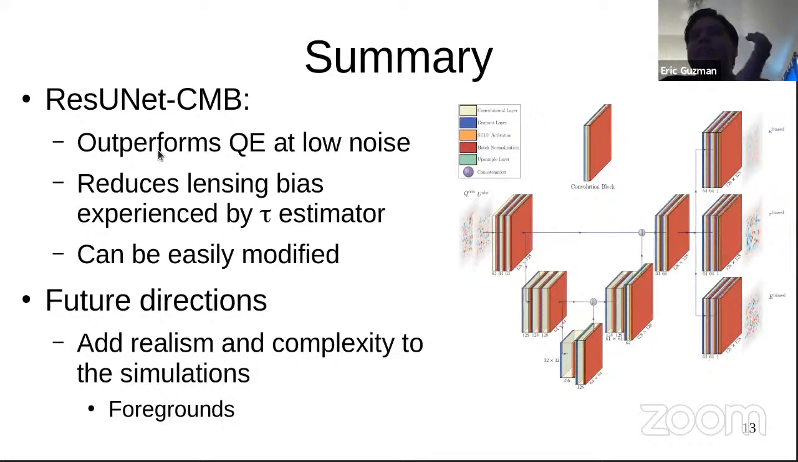And so, in summary, ResUnet CMB outperforms the quadratic estimator at low noise. It reduces lensing bias experienced by the tau estimator. It reconstructs both very optimally, and the network itself can be easily modified. If you just want to reconstruct lensing, you can just remove the 2 other outputs. If you just want to reconstruct tau, you can remove the other output. So it's easily modified. Where do we go from here? We can add realism and complexity to the simulation, such as foregrounds, so that it can eventually be used for upcoming observations that can just be fed in.